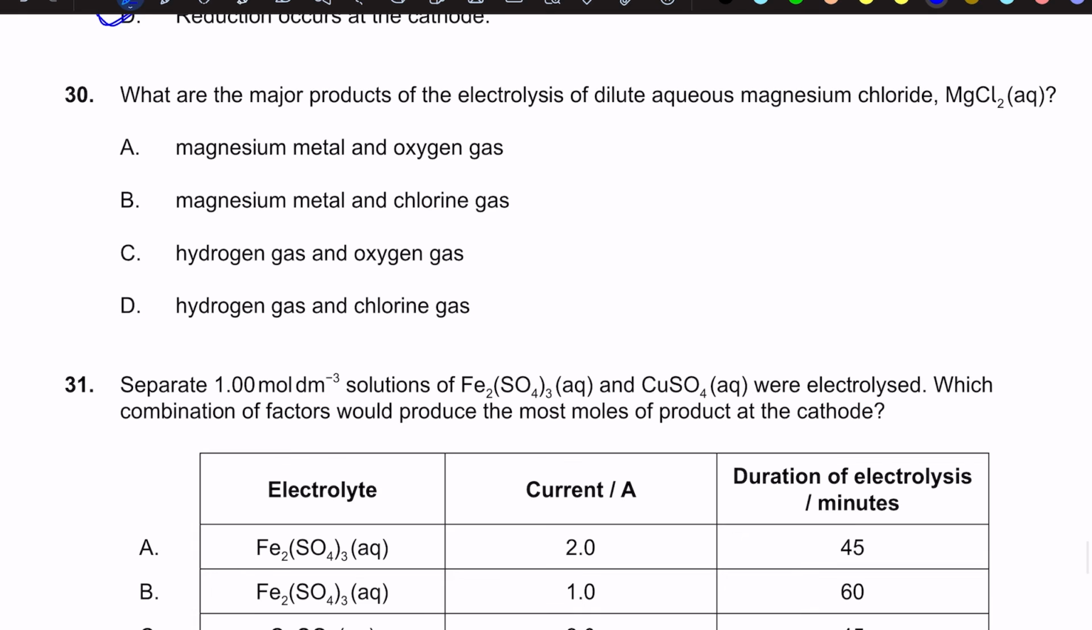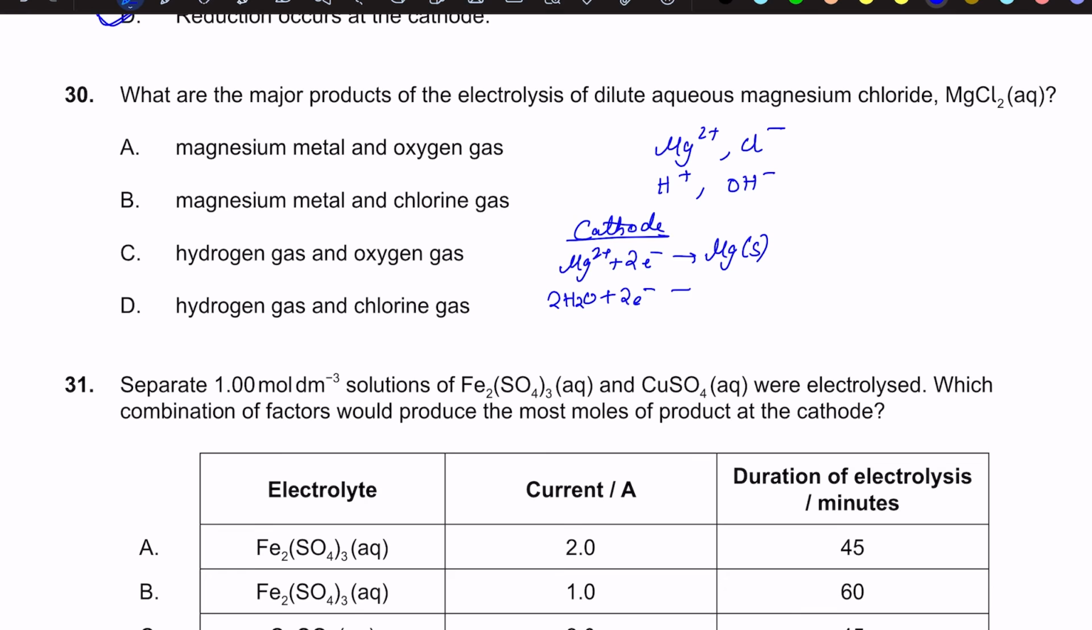Moving to 30, what are the major products for electrolysis of aqueous magnesium chloride? Okay, all right. So magnesium chloride forms Mg2 plus and Cl minus, and in water you have H plus and OH minus. These are the ions. So at the cathode, you can have these two reactions. Mg2 plus plus 2 electrons gives you Mg solid. H plus can also form hydrogen gas, but we write the equation this way: 2H2O plus 2 electrons gives you H2 plus twice OH minus.